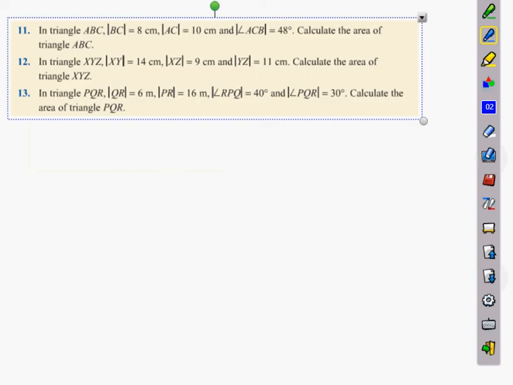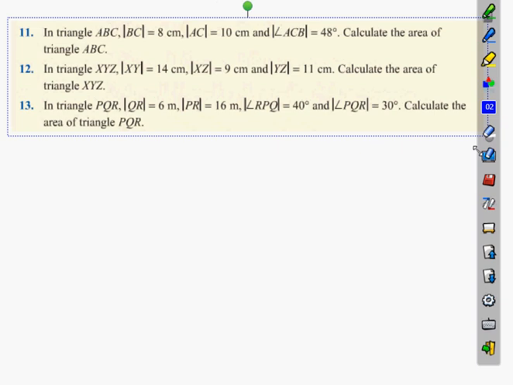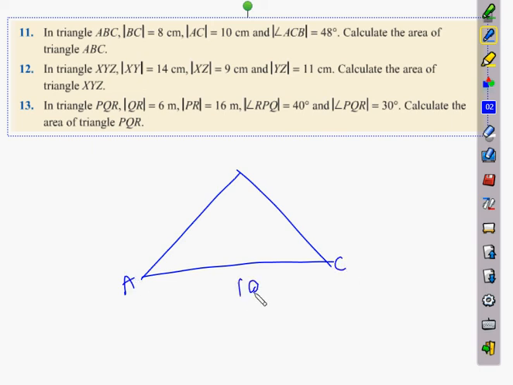So these questions are going to be giving you information. You have to draw the information, and then after you've drawn it, you try and figure out the area. So this one gives you ABC. AC is the big line, so just draw it roughly. AC is 10, angle ACB is 48 degrees, which is that one there, and we know that BC is 8.